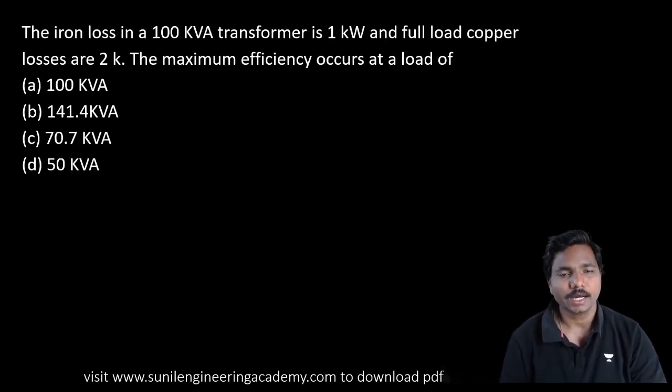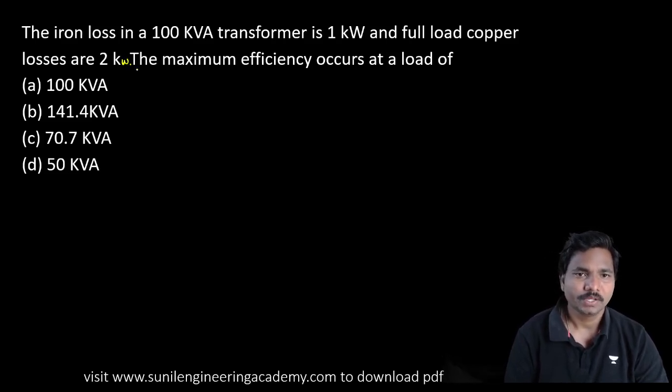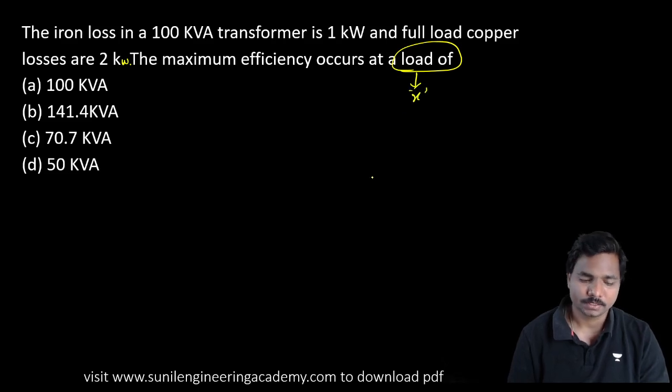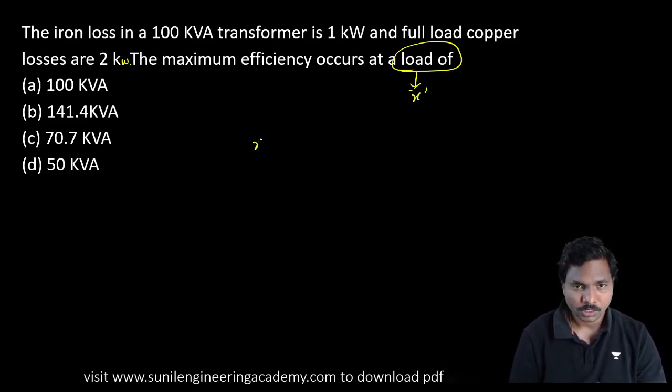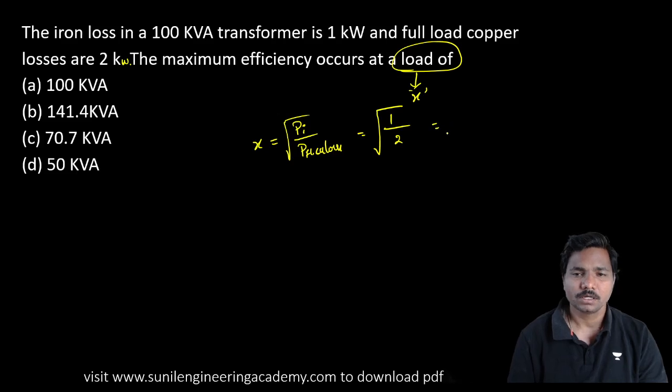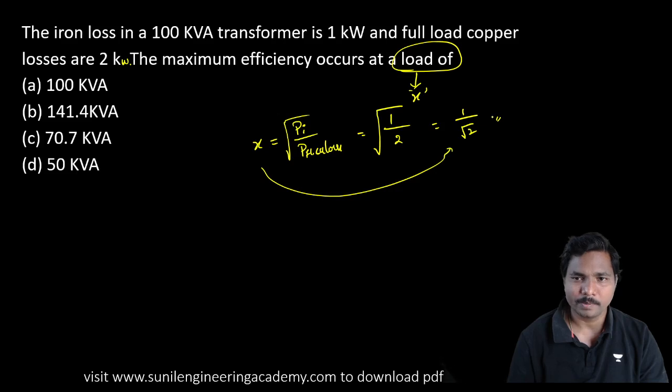The iron losses in a 100 kVA transformer is 1 kilowatt and full load copper losses are 2 kilowatt. Then maximum efficiency occurs at which load? Which load means at X. We know the formula: at X of the load, X is equal to root of iron losses by full load copper losses. Here iron losses is 1 kilowatt, copper losses is 2, so that is 1 by root 2.